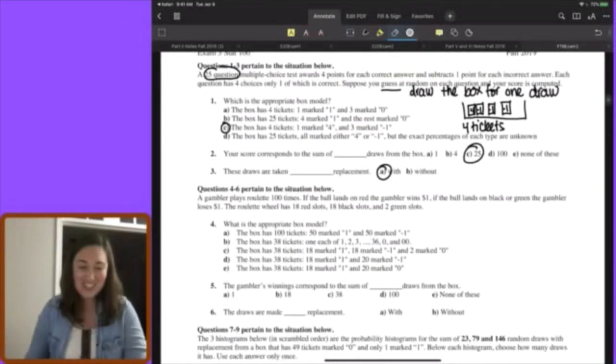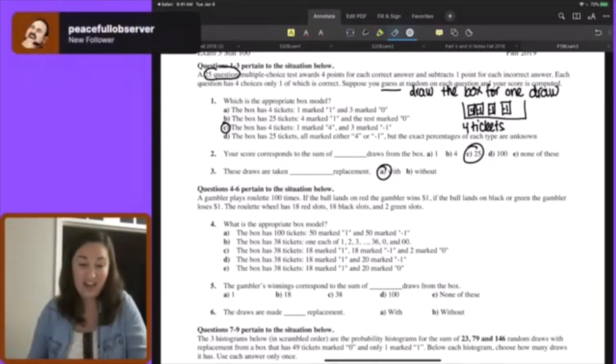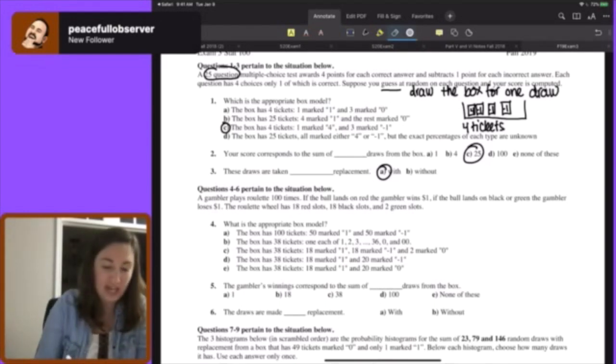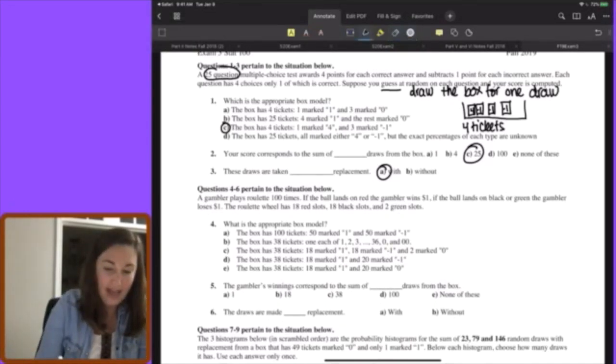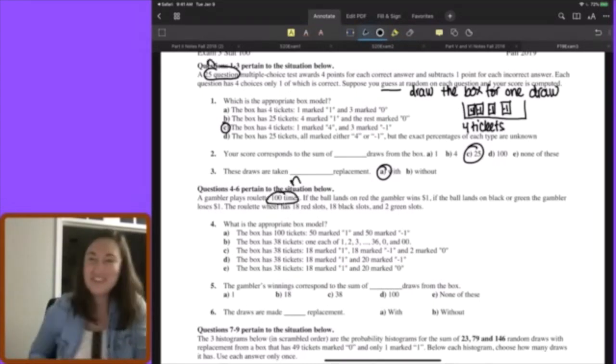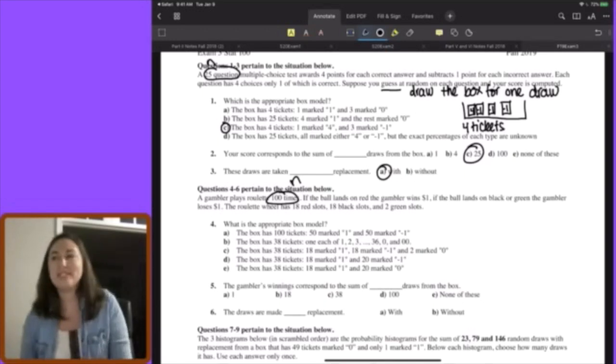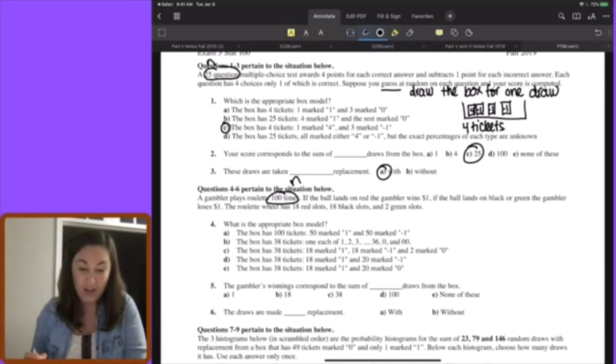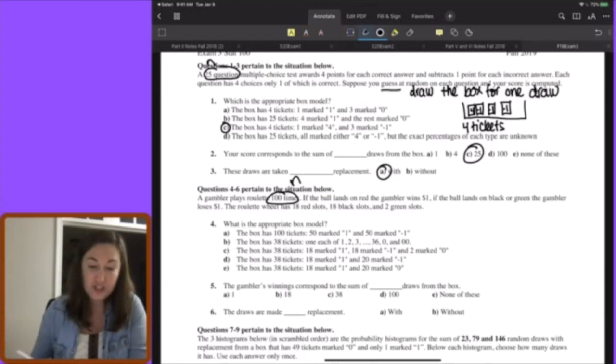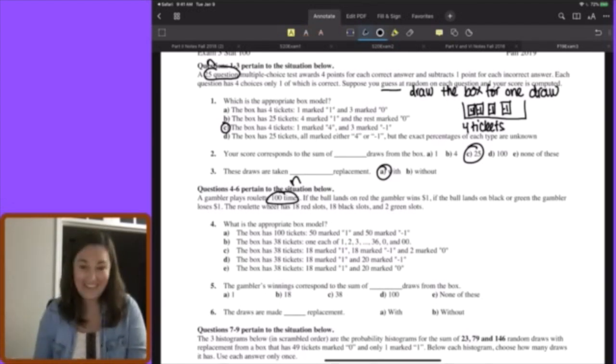The next 3 questions are another situation. This is for roulette. It says, suppose a gambler plays roulette 100 times. So that is my N, just like my N in the previous scenario was 25. This is a pretty standard game of roulette. If the ball lands on red, you win $1. If it lands on black or green, you lose $1. So here again, this is definitely a gambling game.